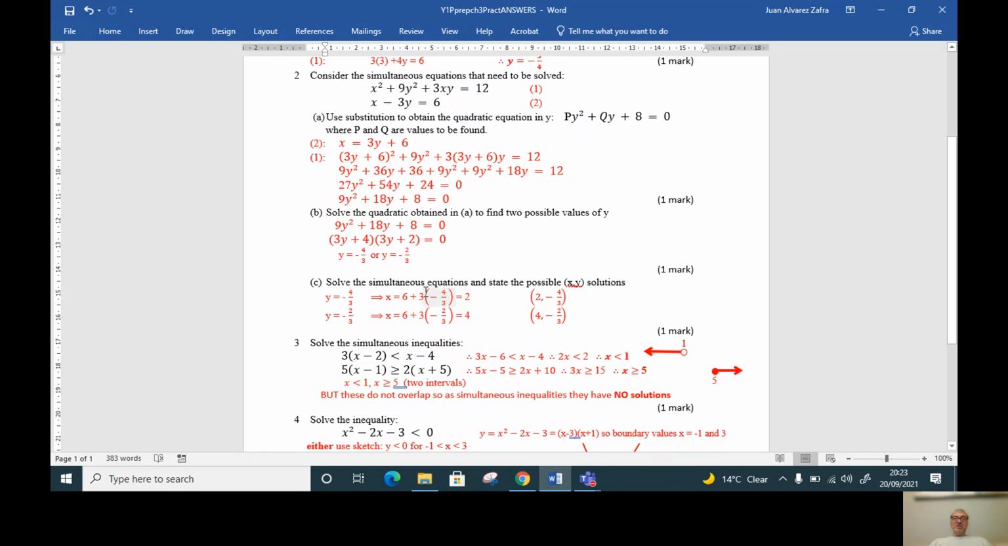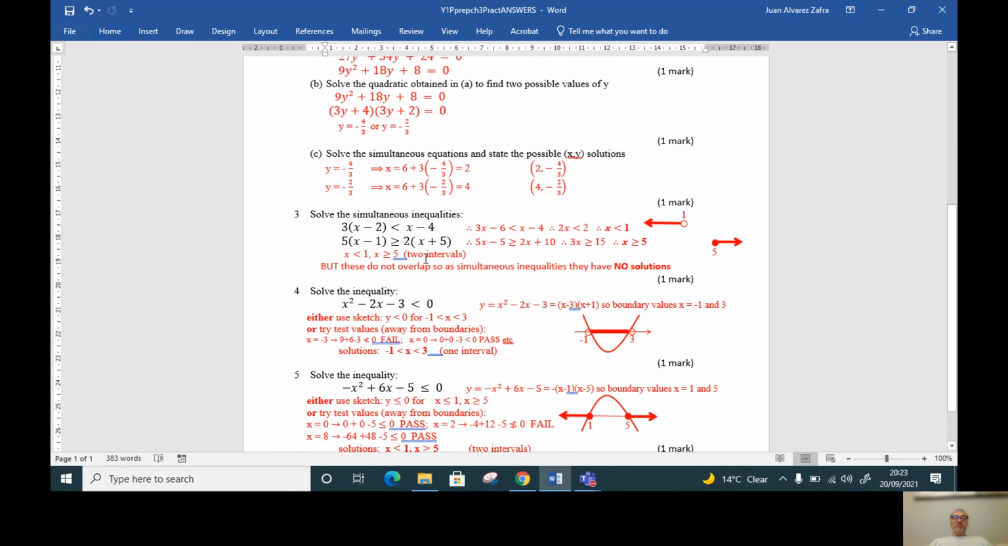But be careful, you need to give the pairs. So when x is 2, y is minus 4/3. When y is minus 2/3, x is 4. So we mustn't combine an x of 2 with a y of minus 2/3 or the other way around. So the pairs need to be given.